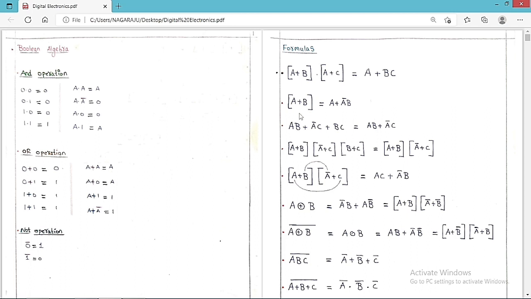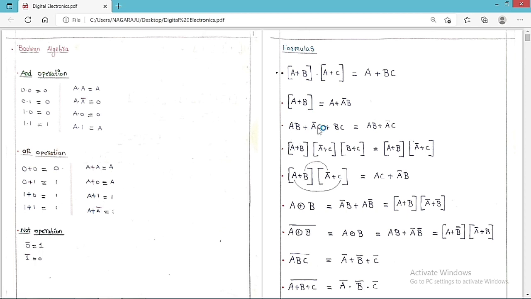Similarly, A + A'B is always equal to A + B. So A + A'B equals A + B. This is a very important formula. These formulas are very much important in doing the simplification of K-maps and the simplification of a larger number of equations. A + B is always equal to A + A'B.